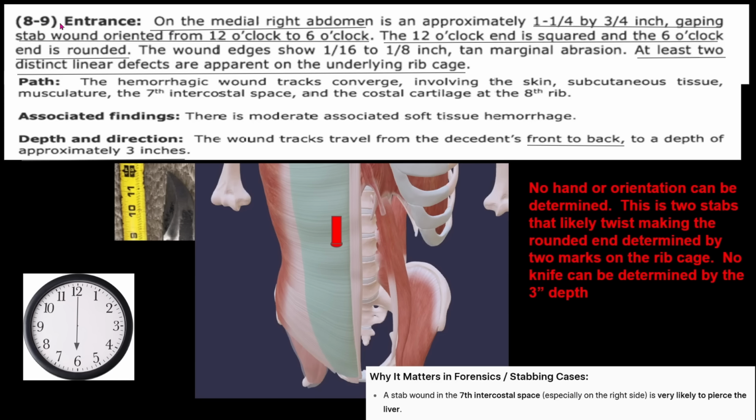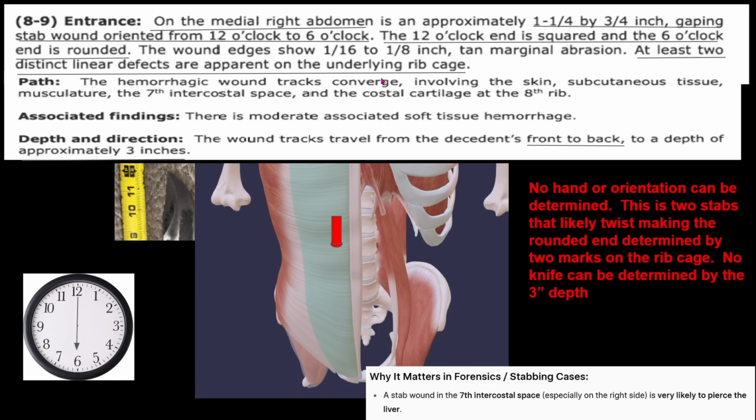And it's noting 2 wounds on the medial right abdomen. So on the right abdomen is an approximately 1 1/4 by 3 inch gaping stab wound oriented from 12 to 6. So 12 to 6, the 12 o'clock end is squared. The 6 o'clock end is rounded. So again, this indicates a knife twisting in here. This end is squared. The front end, the blade twists and creates a rounded look.